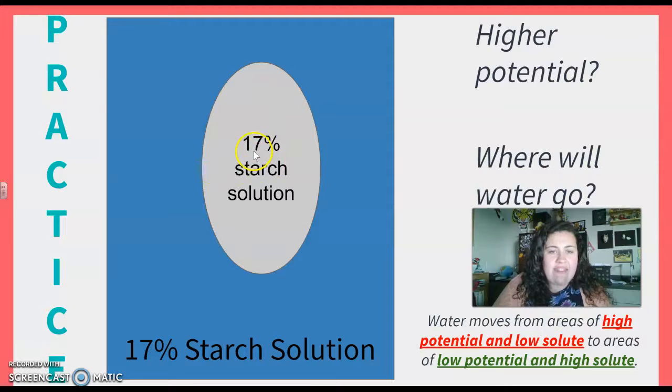So what if we have a 17% starch solution on the inside and a 17% starch solution on the outside? Which has a higher potential? Neither. They're both, what is that, 83% water? So where will the water go? In and out, but at equal amounts so that there is no net. Okay, so you don't have a grand total of movement.